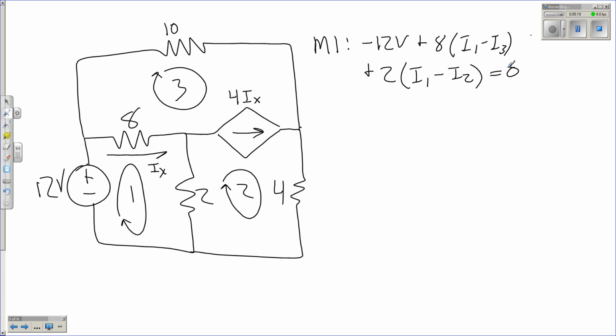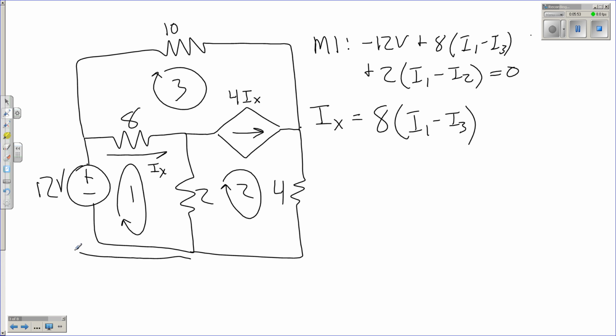So last time what we did is we looked at where Ix was and we used that. Well, let's do that again. We've got Ix. It's going to be the current across that 8 ohm resistor. And we've actually got that in mesh 1. So Ix is just equal to 8 times (I1 minus I3). Okay, so that's 2 equations. Now we need a third. So we've got 3 unknowns here, right? 3 meshes. Well, that's where the super mesh comes in.